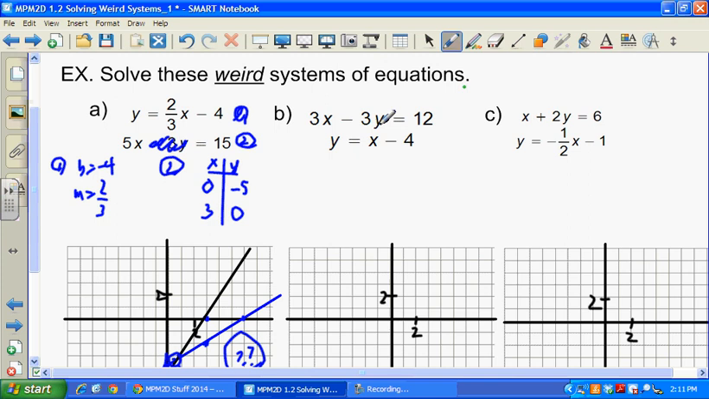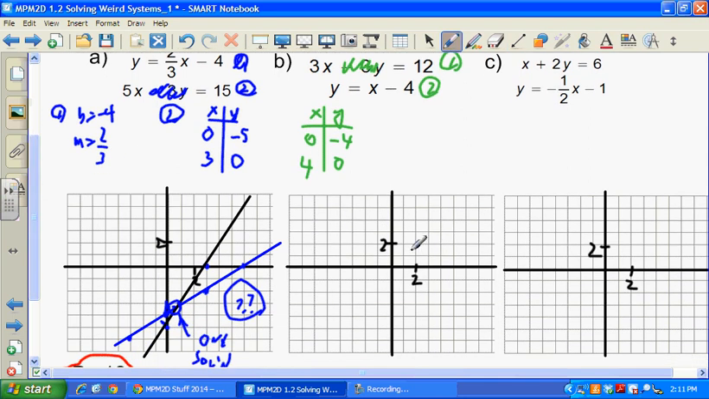Okay, so for instance, this one, 3x minus 3y, I'm going to call that green 1, and this is green 2. That sounds like an x-y intercept one as well because it's in that form. So when x is 0, y is minus 4. Then when y is 0, x is positive 4. Right? Let's draw those 2 points. No problem. 0 and negative 4 is there, and 4, 0 is over here.